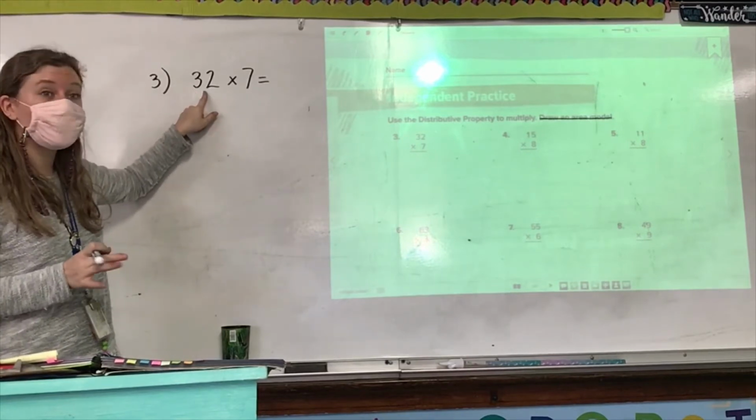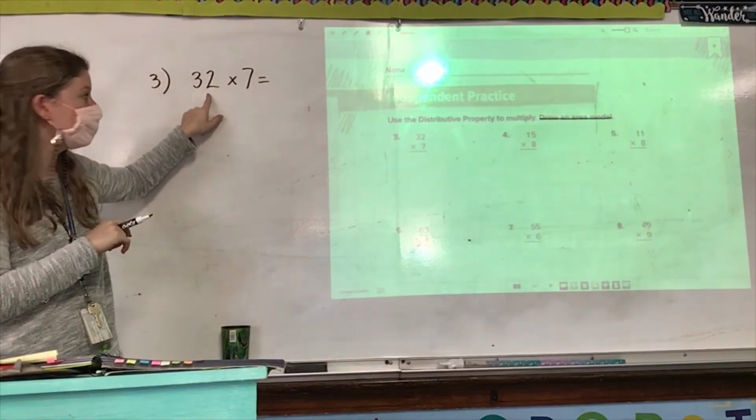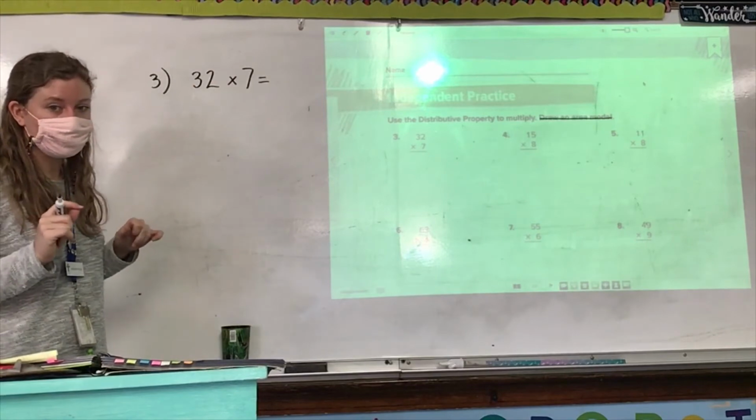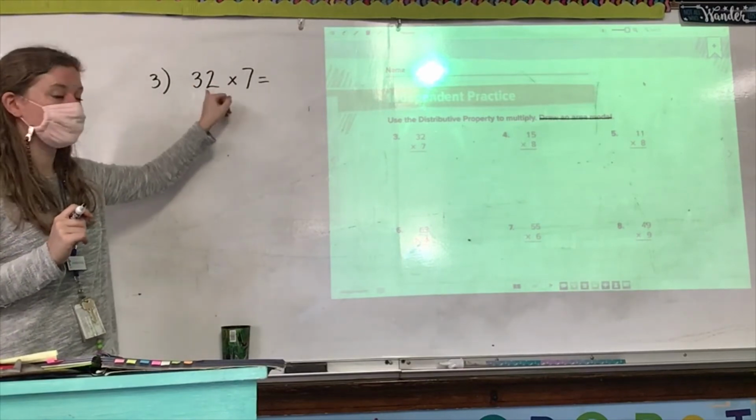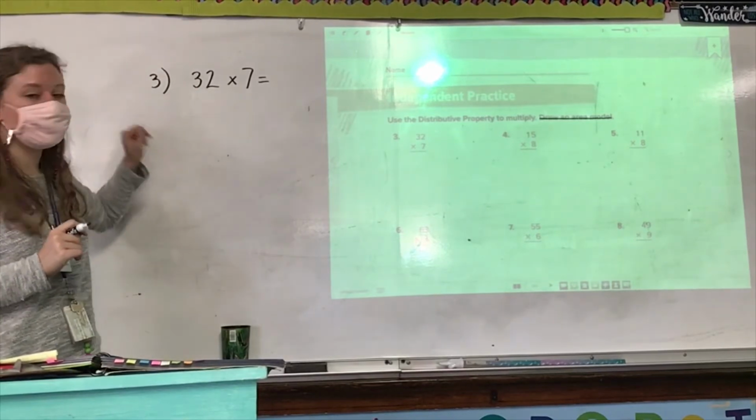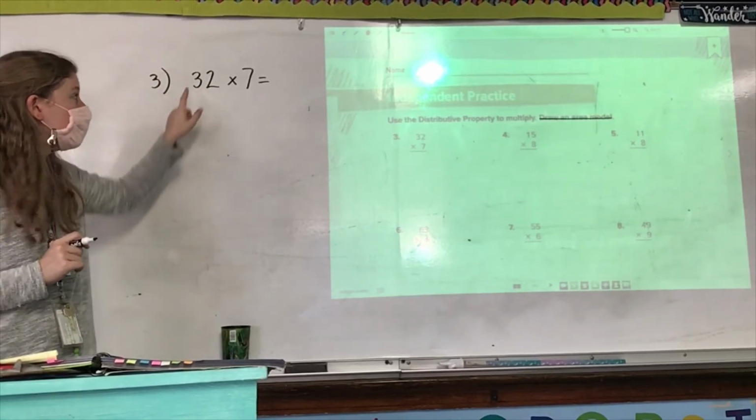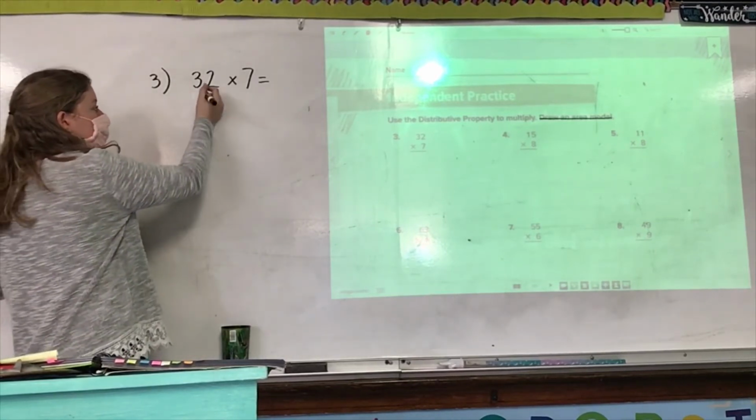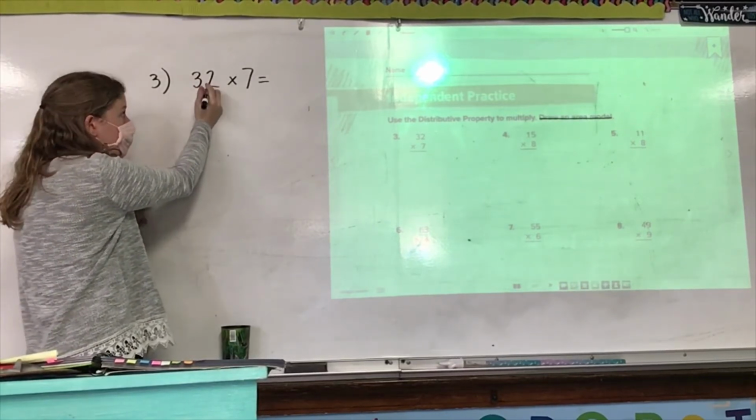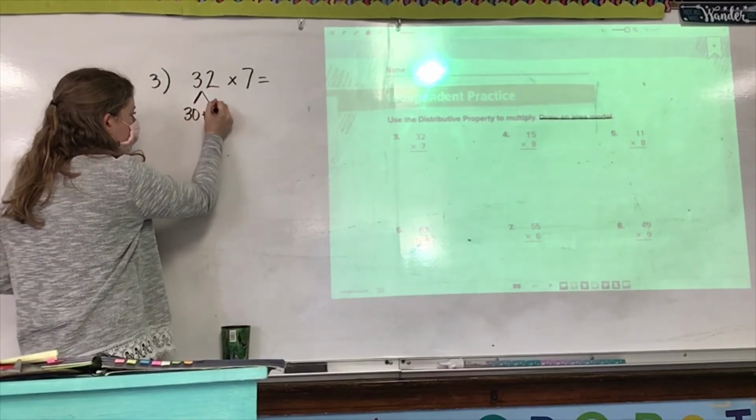You take your larger factor, decompose it, into expanded form. Remember, the factors are the pieces we multiply together. Decompose means to break down. Expanded form means an addition problem with the tens and the ones. So, what does 32, our larger factor, look like when we decompose it or break it down into expanded form? Zadie. 30 plus 2.